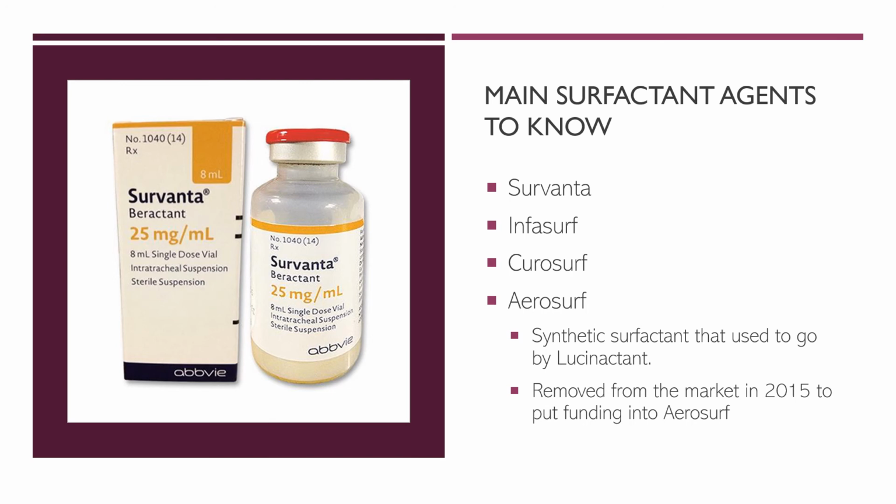Curosurf is divided into 2 aliquots and given via a catheter. The catheter must be removed after the first aliquot, and the infant must be manually ventilated with 100% oxygen for 1 minute before giving the second. Once stable, the infant can be repositioned and given the second aliquot.